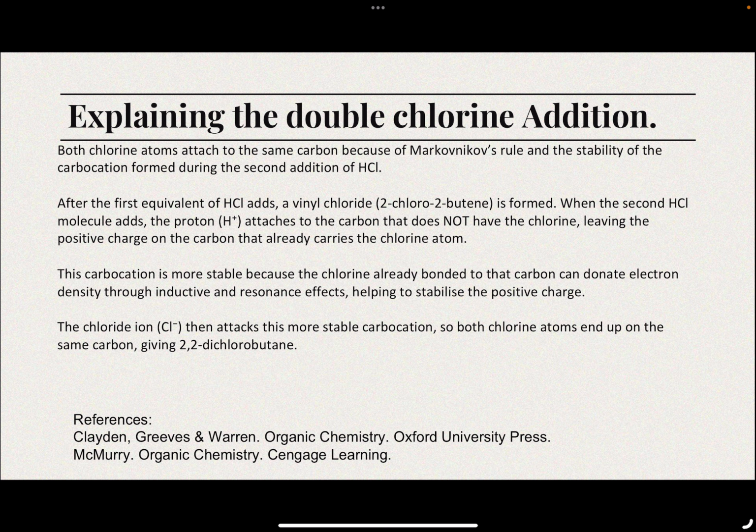This carbocation is more stable because the chlorine already bonded to that carbon can donate electron density through the inductive and resonance effects, helping to stabilize the positive charge. The chloride ion, Cl-, then attacks this more stable carbocation, so both chlorine atoms end up on the same carbon, giving 2,2-dichlorobutane.